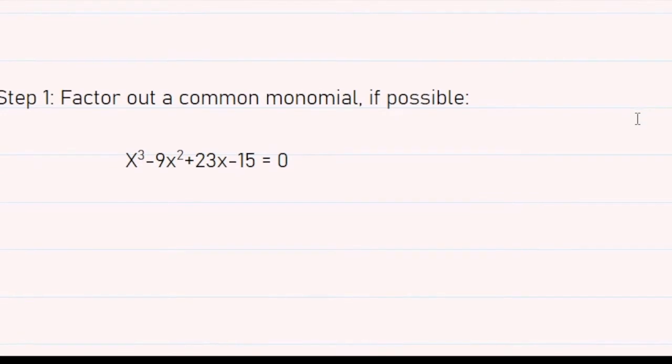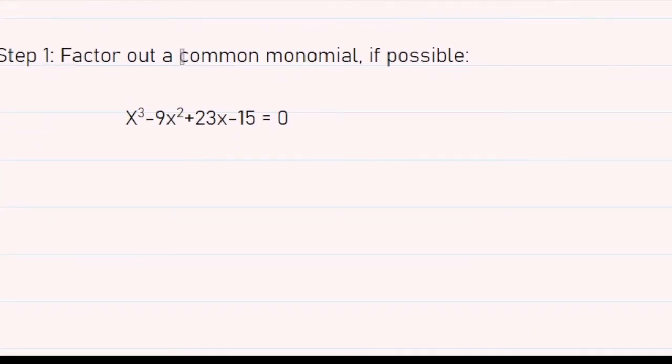Right, so our first step is to factor out a common monomial if possible. If you look at our function here, we can't really factor out anything, as it is already as simplified as possible. So in this case, we're just going to move on to our next step.